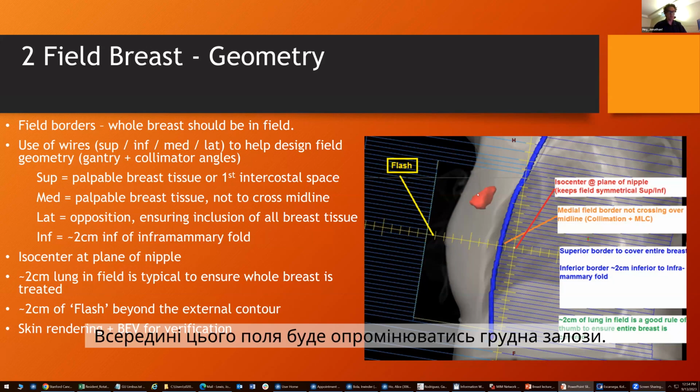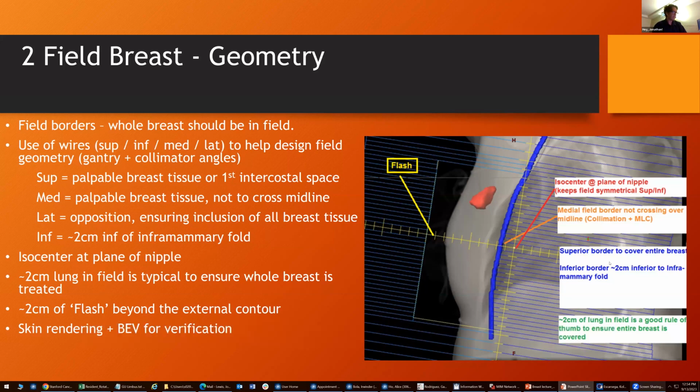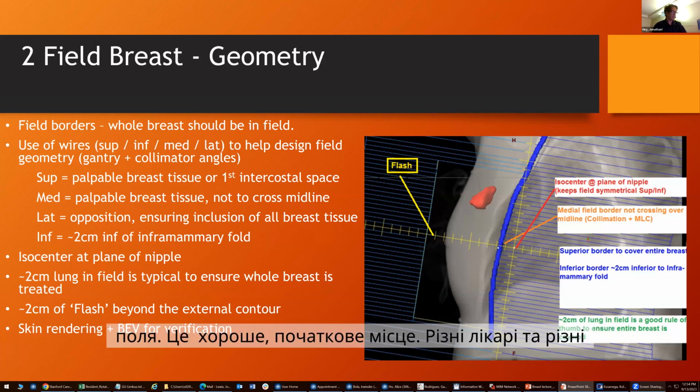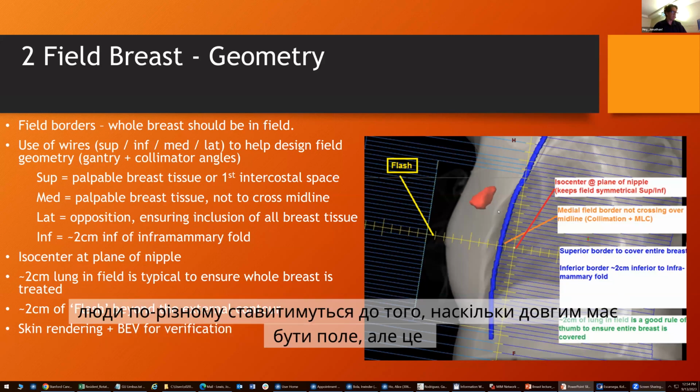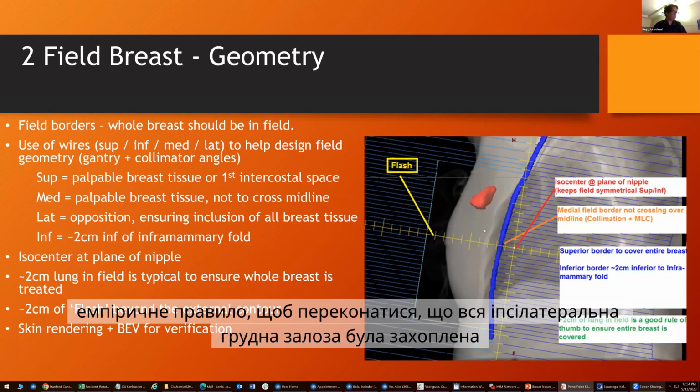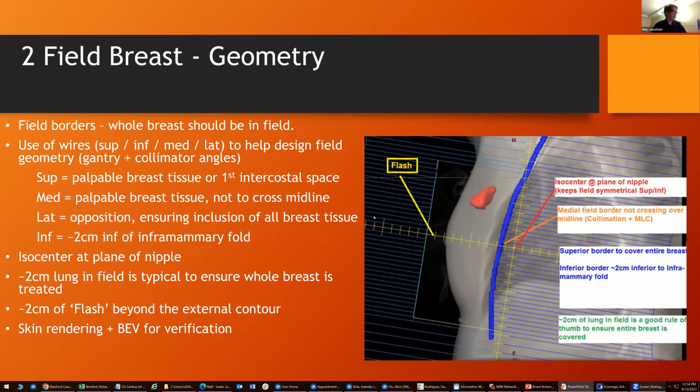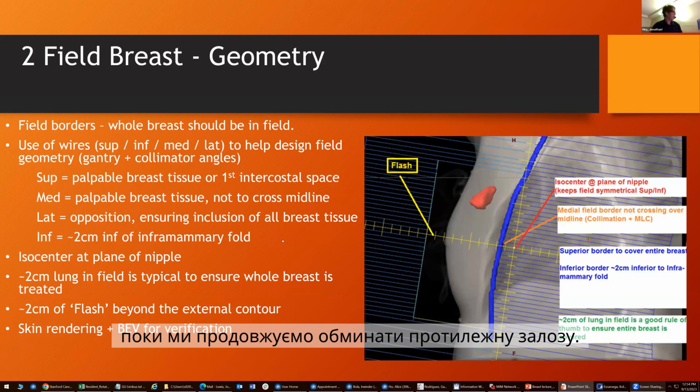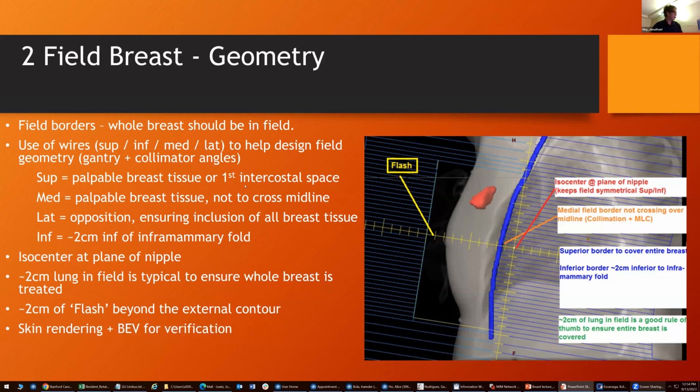The breast is going to be treated inside of this field. 2 cm of lung inside the field is a good starting place. Different doctors and different people will have a different tolerance for exactly how much lung ought to be in the field, but that's usually a good rule of thumb in order to make sure that the entire ipsilateral breast is covered while we're continuing to spare the contralateral breast.